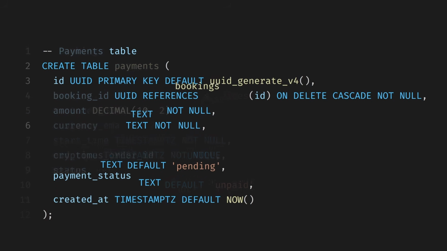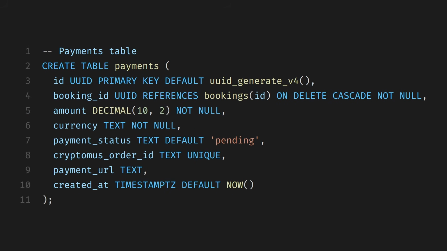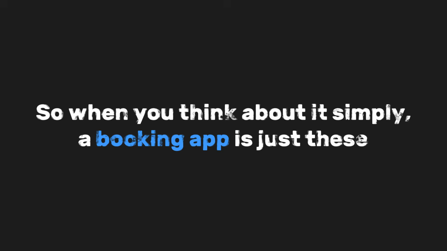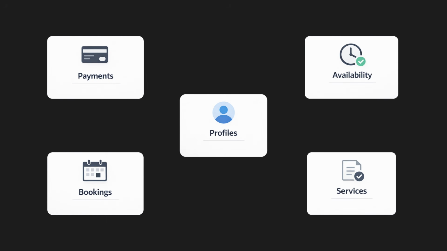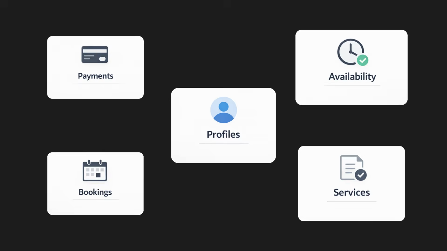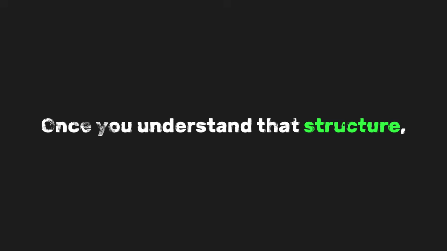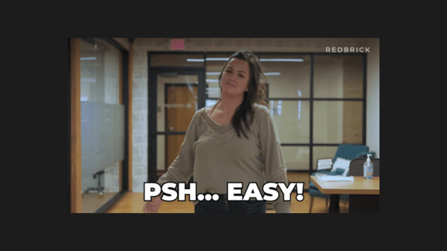And finally, we need payments. That's how we track if the appointment was paid, pending, or maybe even refunded. So when you think about it simply, a booking app is just these 5 building blocks working together: profiles, services, availability, bookings, and payments. Once you understand that structure, everything else becomes much easier to design.